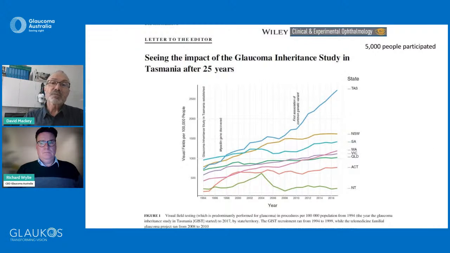The impact of this we noted in Tasmania after we'd finished the study. The blue line at the top shows the number of people having field tests, which are mainly for glaucoma. And there's a huge increase in glaucoma screening happening there since we did our study in the 1990s and early 2000s.